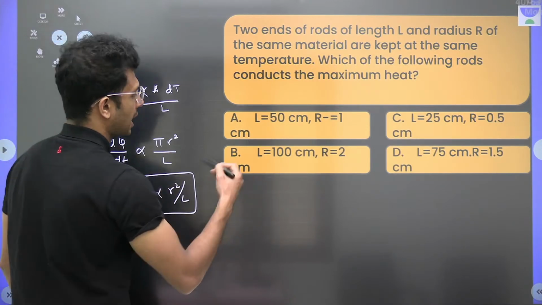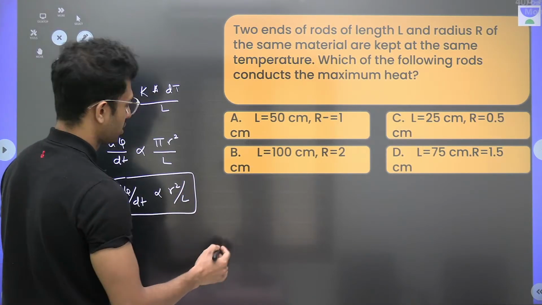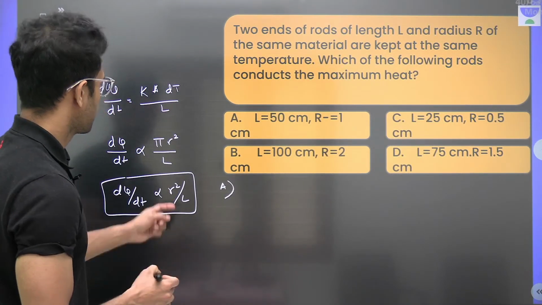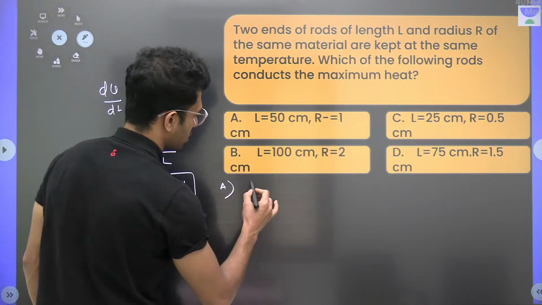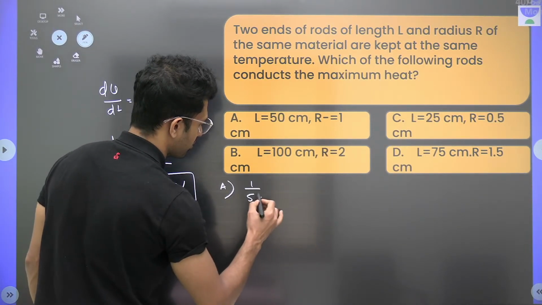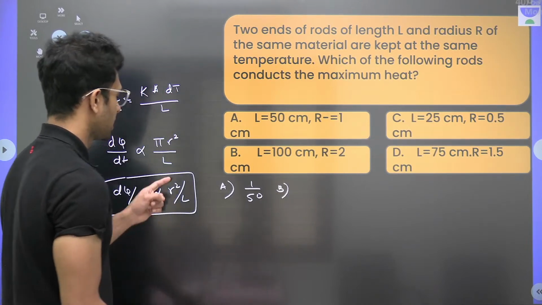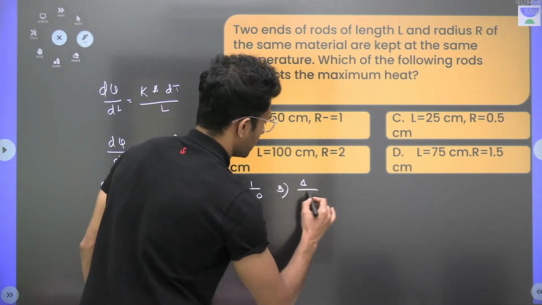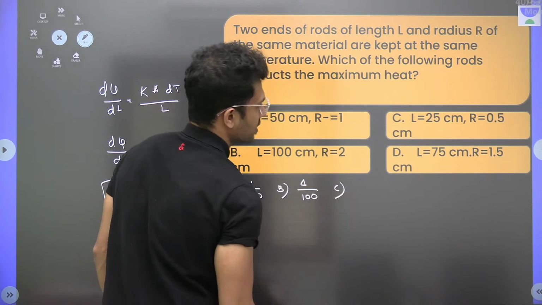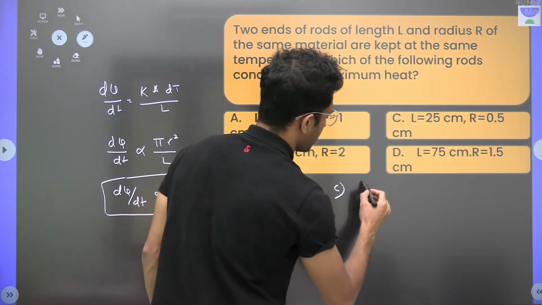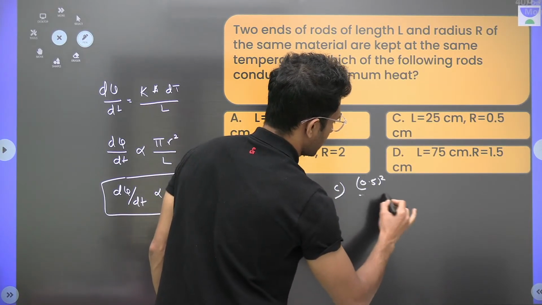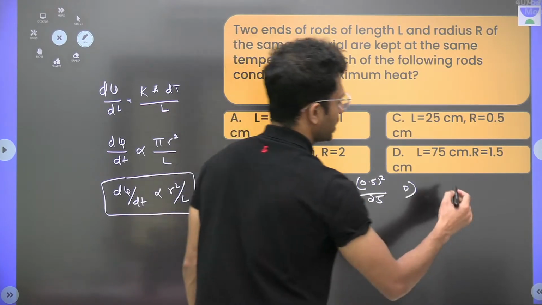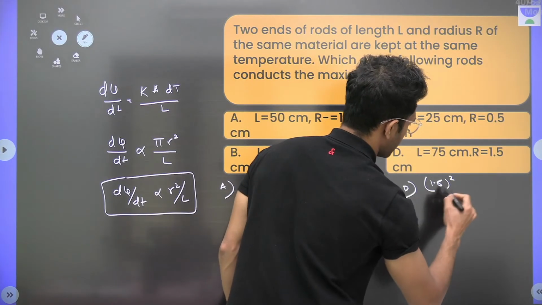First option, as it is comparison, we are not going for conversion from meter to centimeters and all, right? R square, R is 1. So 1 square by L is 50. 1 by 50 is option A. For option B, r square by L value, r square is 2 square, that is 4, divided by L is 100. C, r square, that is 0.5, the whole square divided by L is 25. And option D, r square 1.5, the whole square by 75.